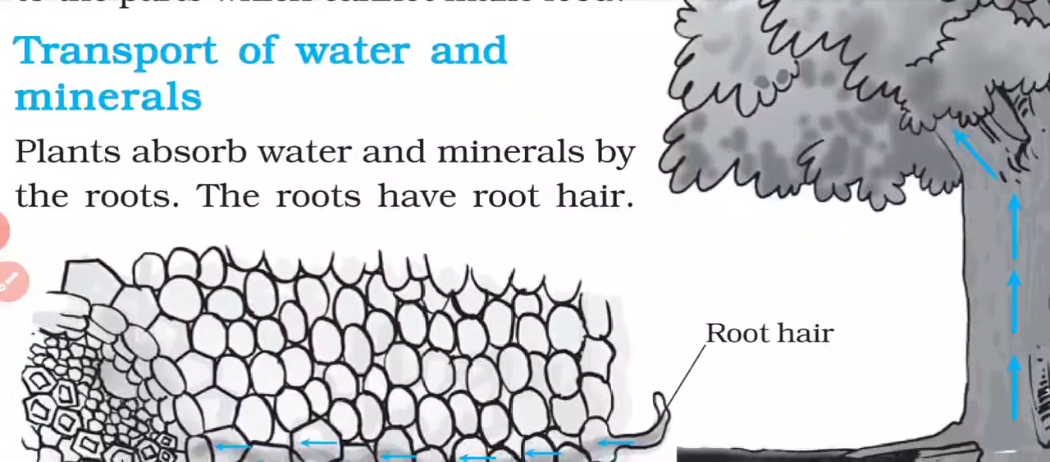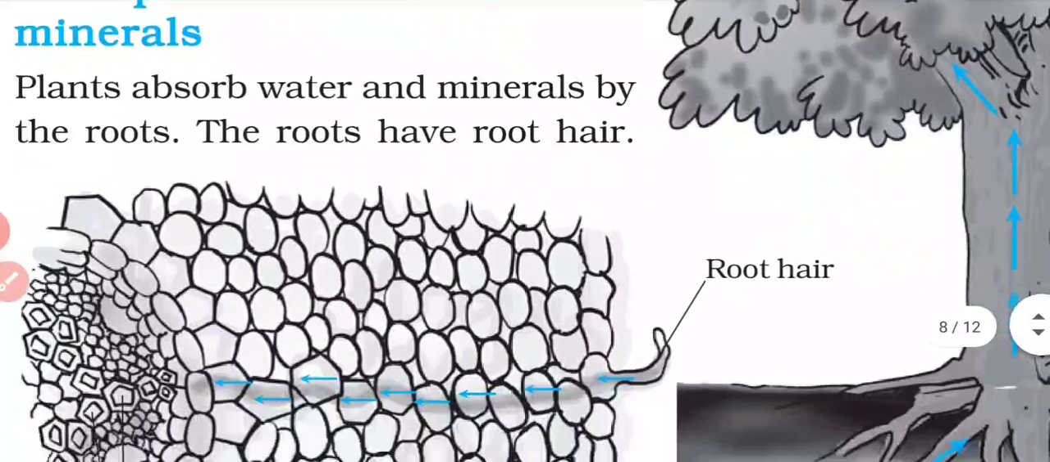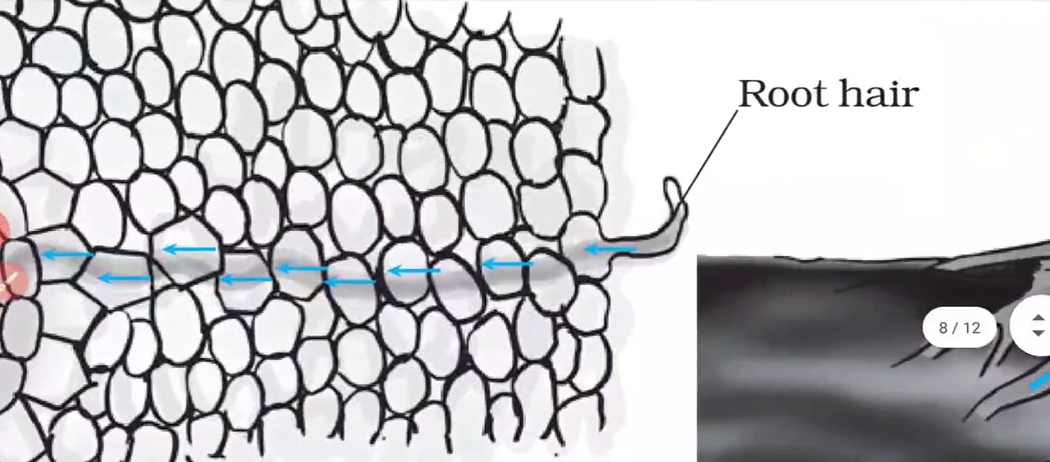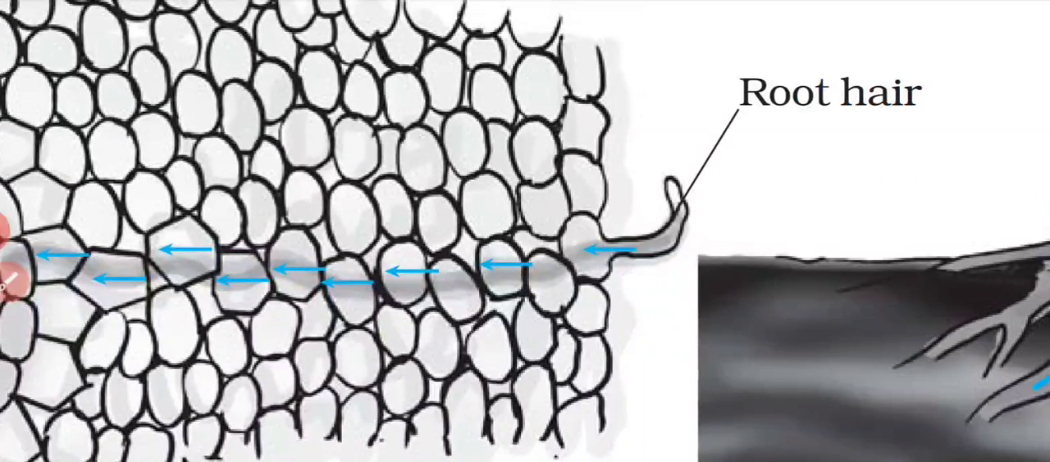Now first we will see the transport of water and minerals. As we all know, water and minerals are basically absorbed by the roots, and these roots have root hairs. The fine structures present on the root are the root hairs. These root hairs increase the surface area for absorption, and that is why a plant is able to absorb water and minerals easily.